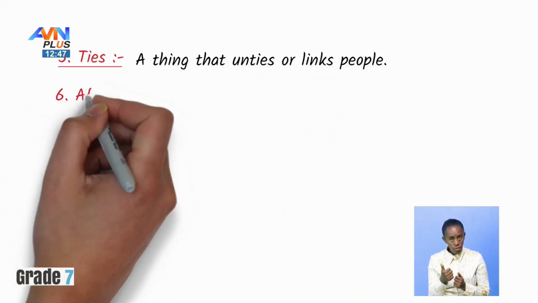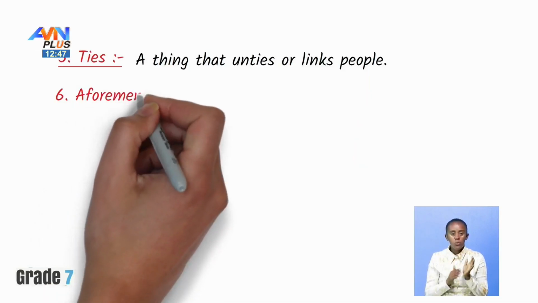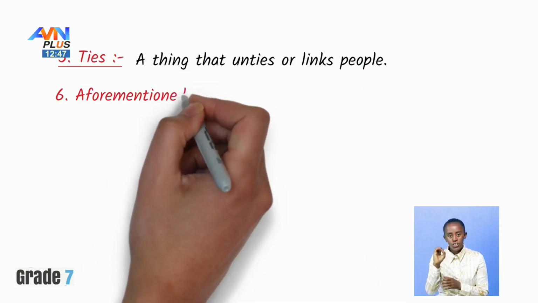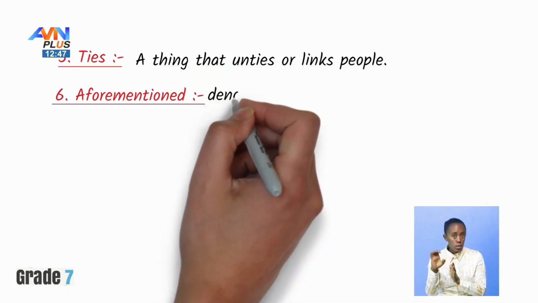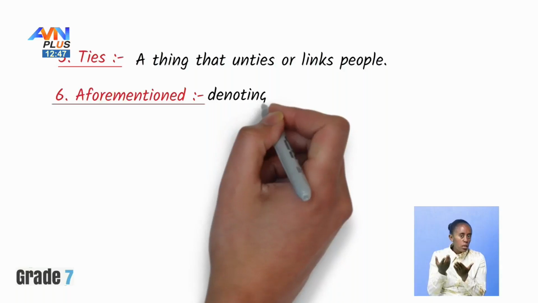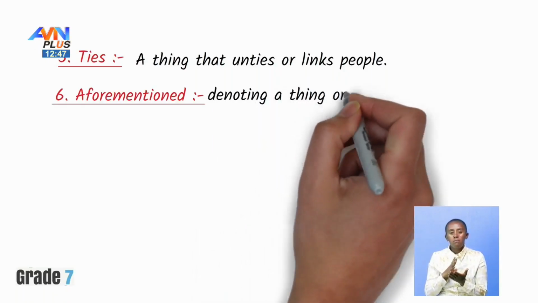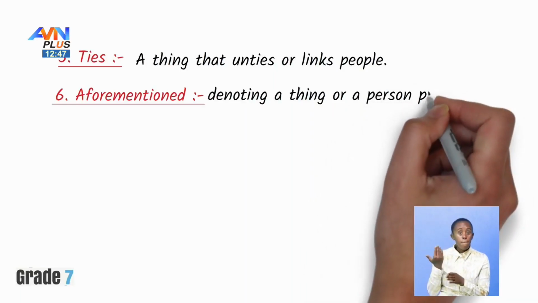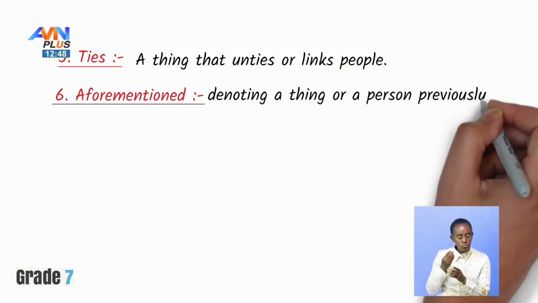Another word is aforementioned. Aforementioned. The meaning of this word is denoting a thing or a person previously mentioned.